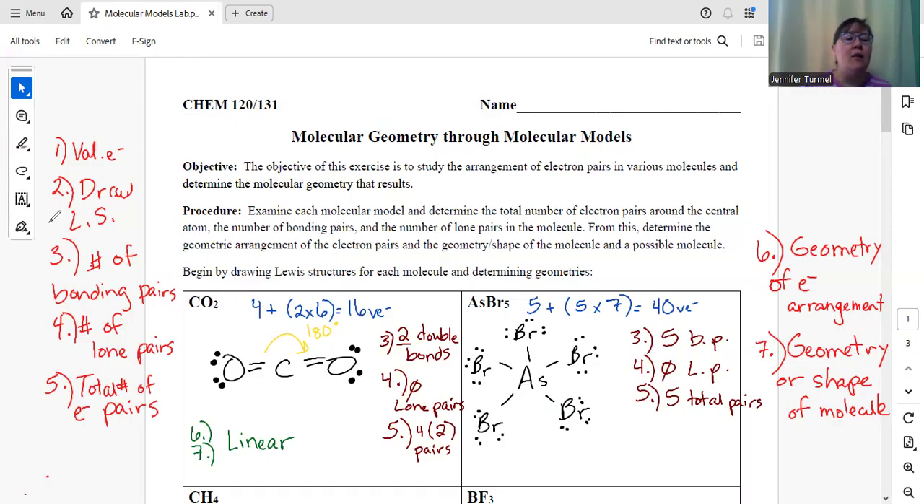Okay, now, again, with this one, for 6 and 7, we don't have any lone pairs on the arsenic, and because there are no lone pairs on the arsenic, the geometry of our electron arrangement and the geometry or shape of the molecule are going to match. Okay, and so we've got 5 sites here, and if you look back in your notes, you'll see that 5 bonding sites is a trigonal bipyramid.